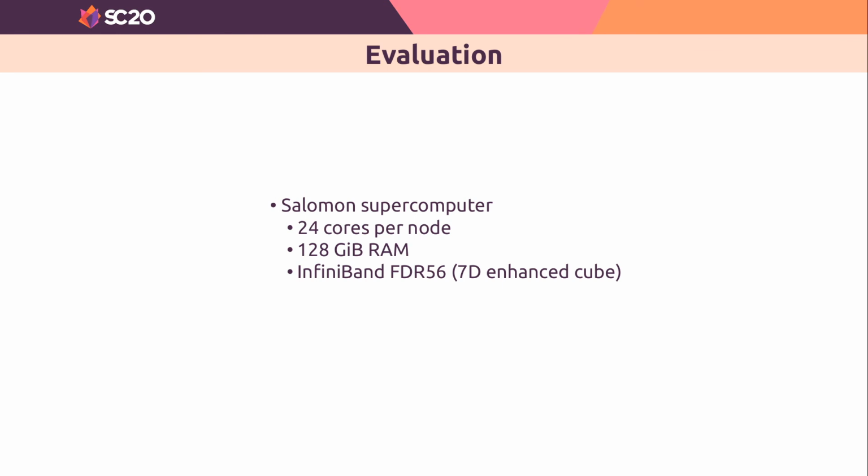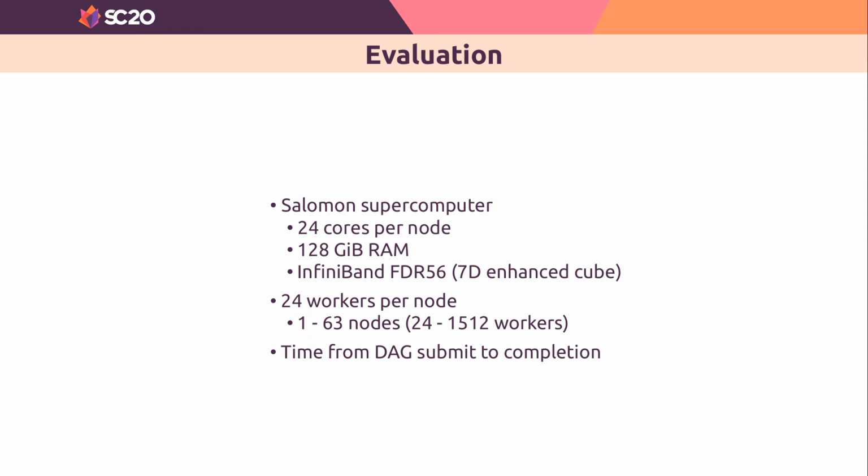We ran the evaluations on the Solomon supercomputer with 24 cores per node, and we have used a single worker per each core, since the tasks were compute-bound. We have used from 1 to 63 nodes. We measure the time from submitting the DAG from the client to the server up until the completion of the whole workflow. Each benchmark was measured 5 times.